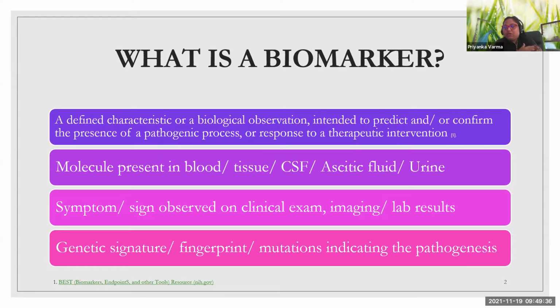The FDA-NIH Biomarker Working Group says that a biomarker is a defined characteristic or a biological observation intended to predict and/or confirm the presence of a pathogenic process or response to a therapeutic intervention. It can also be a molecule present in blood, tissue, cerebrospinal fluid, and other bodily fluids like ascitic fluid, urine, etc. Or it can be a symptom and sign observed on history and clinical examination, radiological imaging, or a finding in the lab results. It can also be a genetic signature or fingerprint, or some mutations indicating the pathogenesis. So, biomarkers can be found in any of these categories.